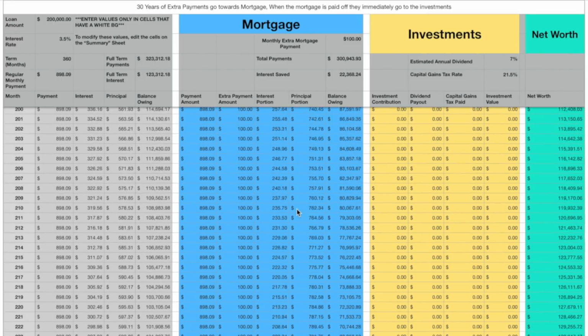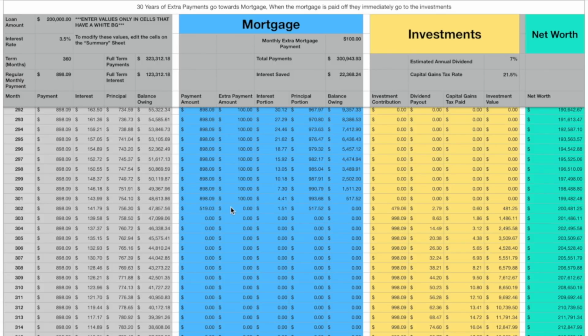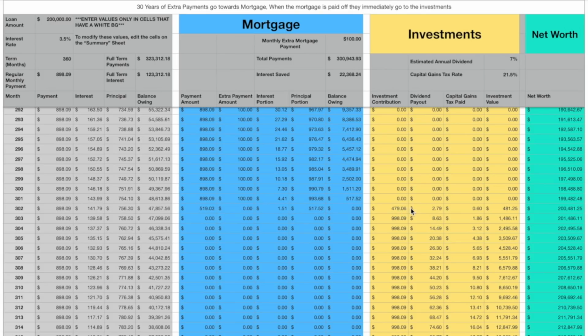And when we scroll down here, in month 302, we make our final mortgage payment. So our mortgage is paid off 58 months early, which is 5 years. That's pretty substantial to pay it off that early. Automatically, the investment column starts to populate. So we take that remaining money that we normally make this $1,000 a month payment, 900 plus 100, and we're going to take that 519 plus 479, and we're going to put it into an investment that's paying a dividend of 7%, and we're getting taxed at 21%. And that can all be adjusted back on the summary page.